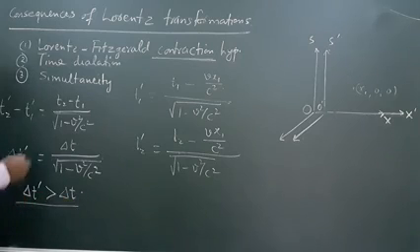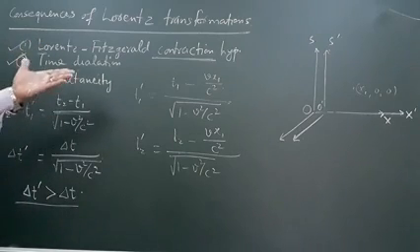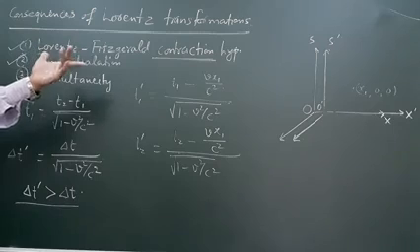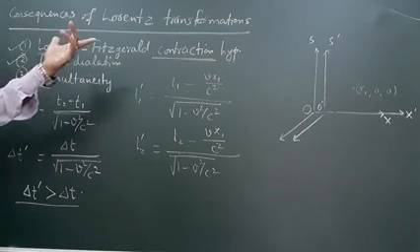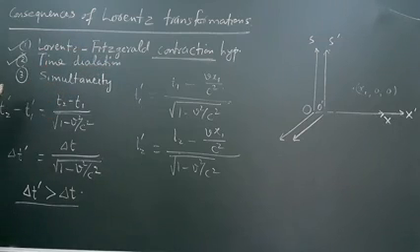This is the second result. The first is that a moving rod always appears to be shorter in length, and a moving clock always appears to go slow. These are the two results.